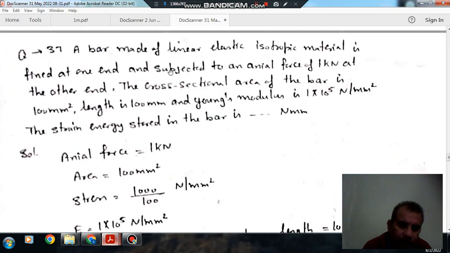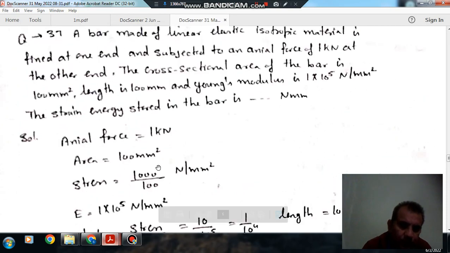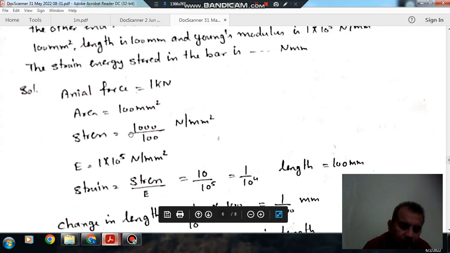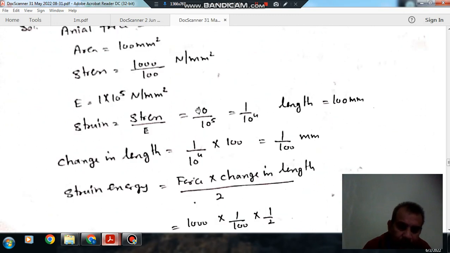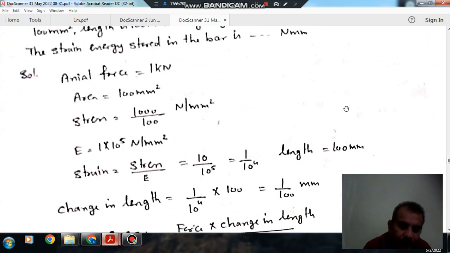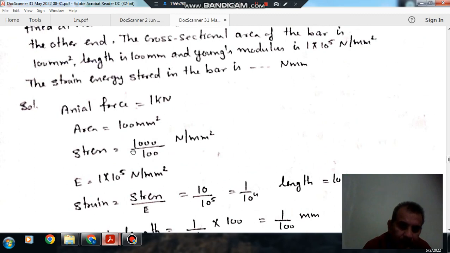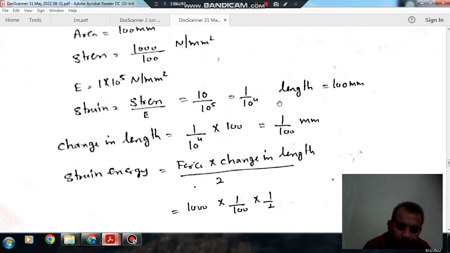So axial force is given as 1 kilonewton, and the cross section area is given as 100 mm square, and stress is 1000 by 100 Newton per mm square. E is Young's modulus of elasticity, 1 into 10 to the power 5 Newton per mm square, and strain is stress by E, so that is 10 by 10 to the power 5, or 1 by 10 to the power 4, and length is your 100 mm. So change in length is original length times strain, or that is 1 by 100 mm.